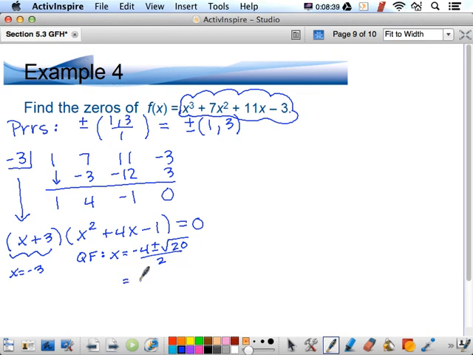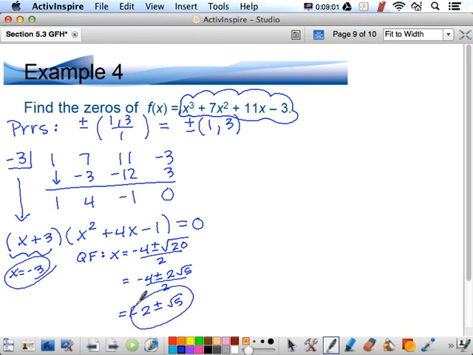So we have negative 4 plus or minus 2 square roots of 5 over 2. And that will simplify to negative 2 plus or minus 1 square root of 5 over 1, right? Or just negative 2 plus or minus square root of 5. Okay, so you can see the 3 answers. This is one of them, and these are the other 2.